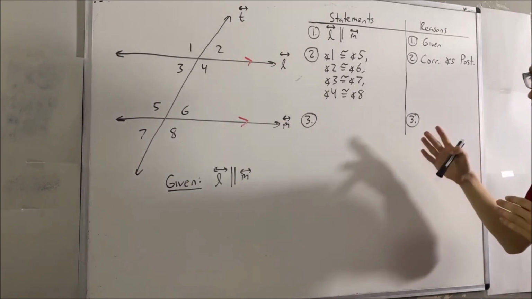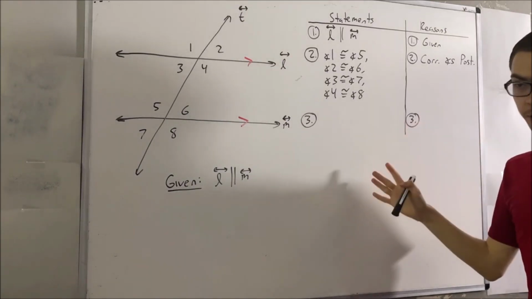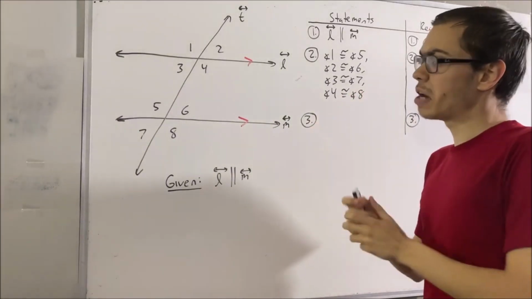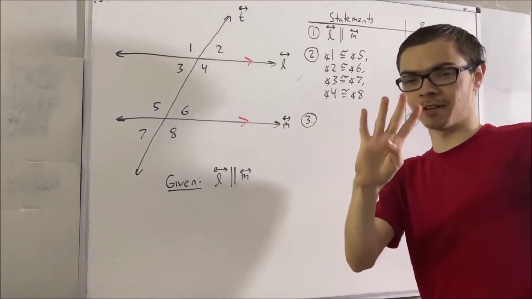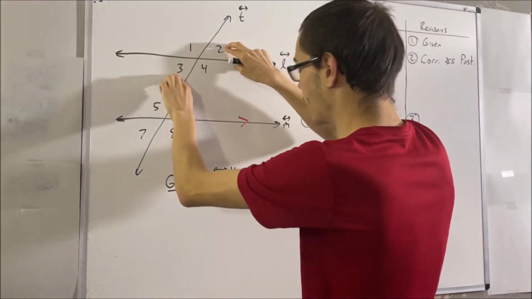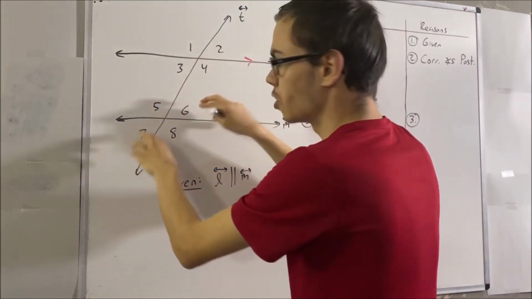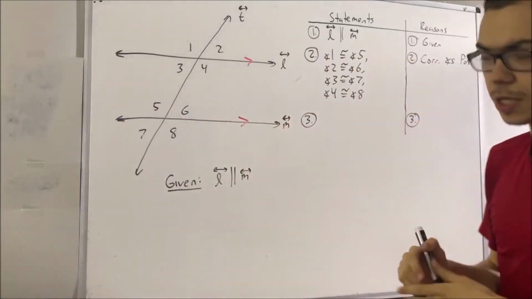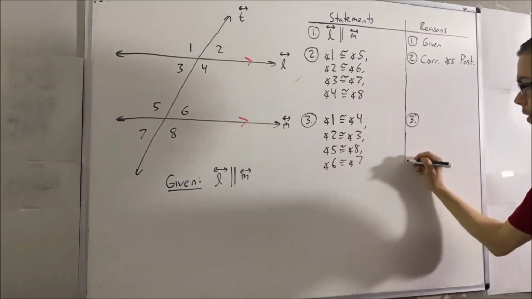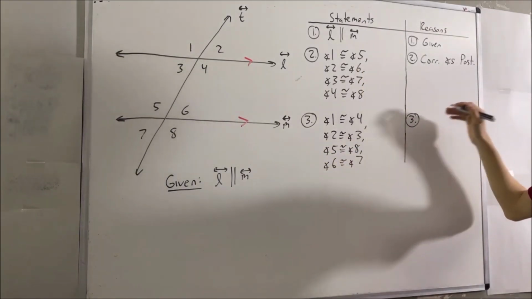Now for step 3, we can apply the vertical angles theorem, which says that all vertical angles are congruent. Now notice we have 4 pairs of vertical angles. That is this pair, this pair, this pair, and this pair. So all 4 of those pairs of angles are congruent. And again, this comes from the vertical angles theorem.